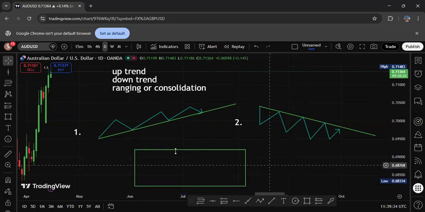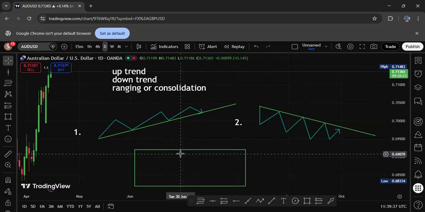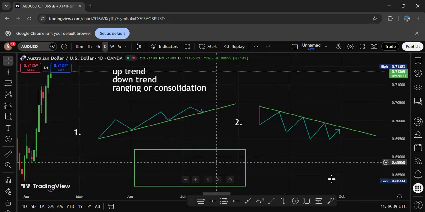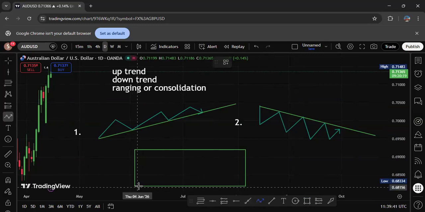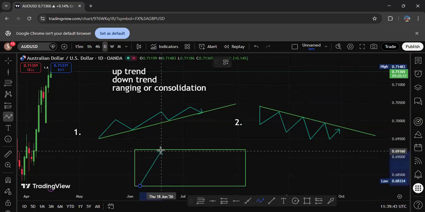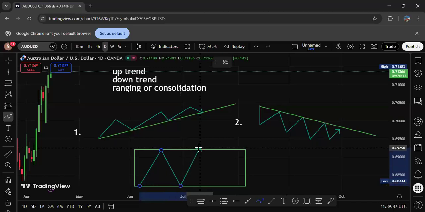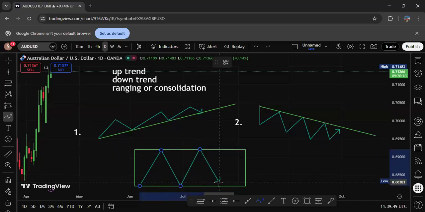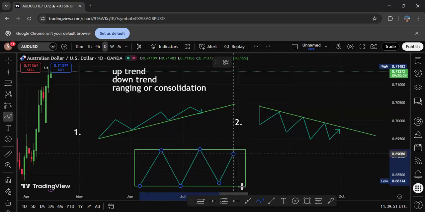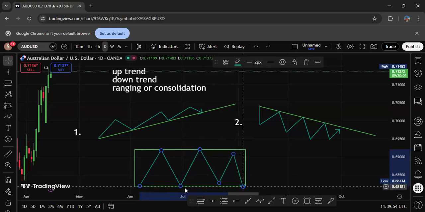So this is an example of a range. I'm just giving us a box now. This is a box, right? When something is just ranging, it has no direction. It's neither going up nor down. It's not going up, just creating equal highs, equal lows, equal highs. So just something like this, just moving.